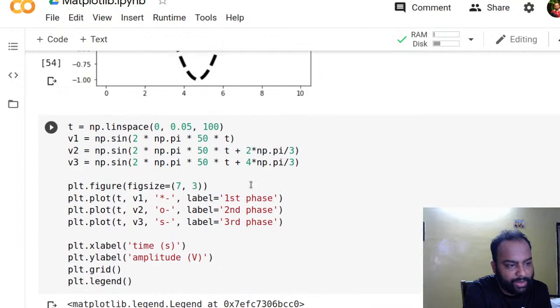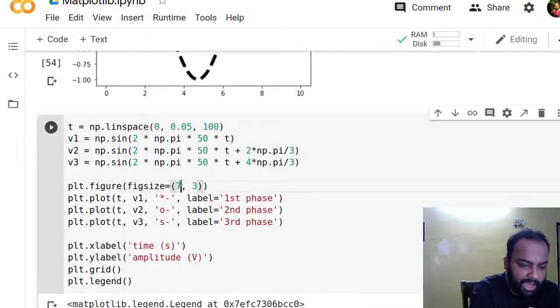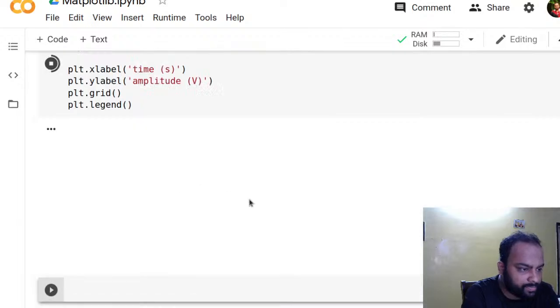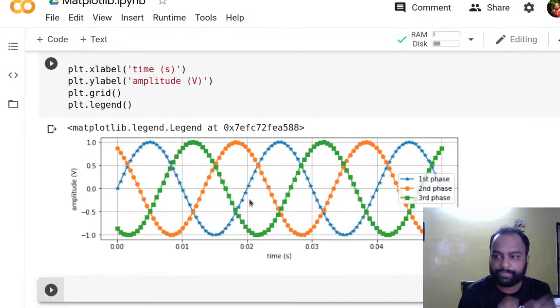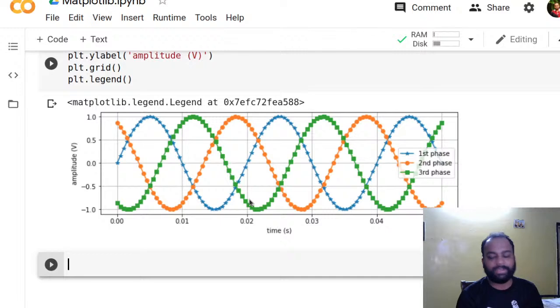Maybe I want to increase the width a little bit further. Maybe I want this to be 10. See? Now much better, I think. Again, data representation is pretty important for engineering.